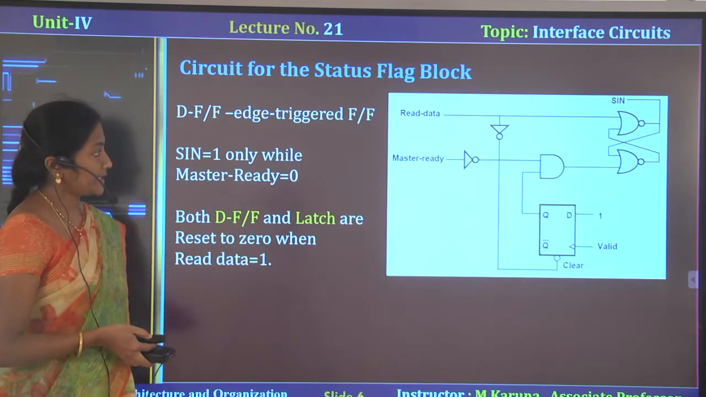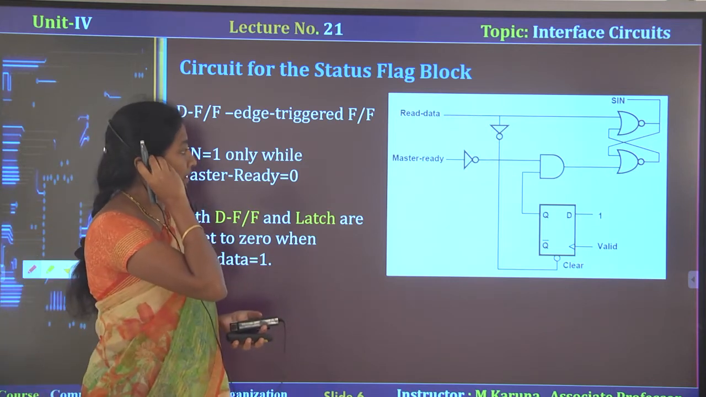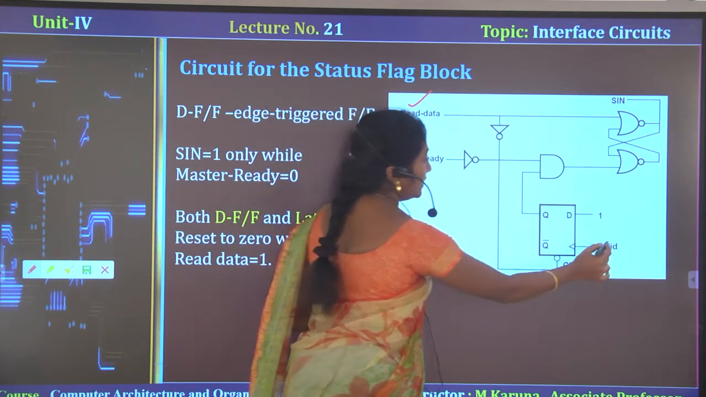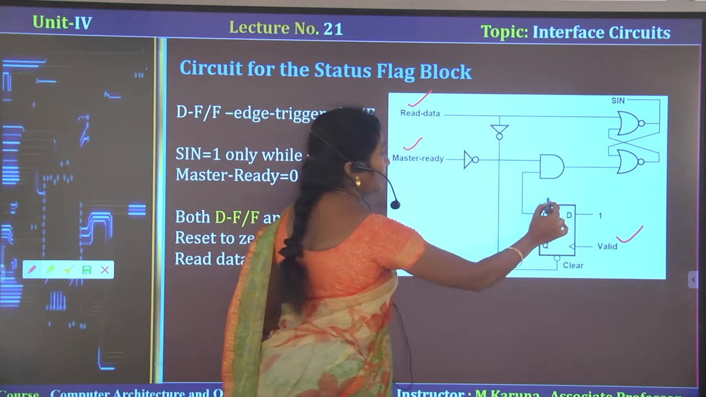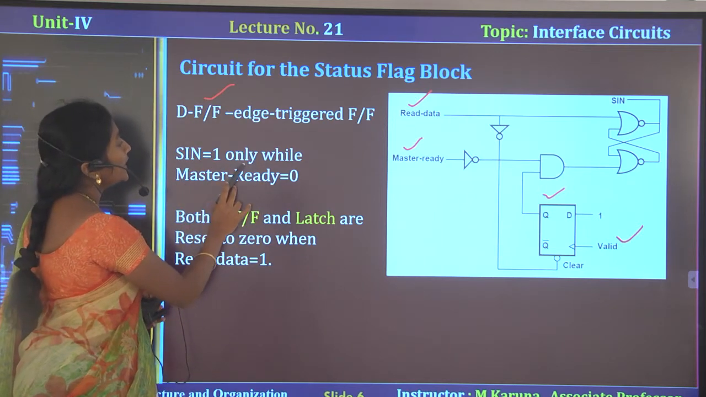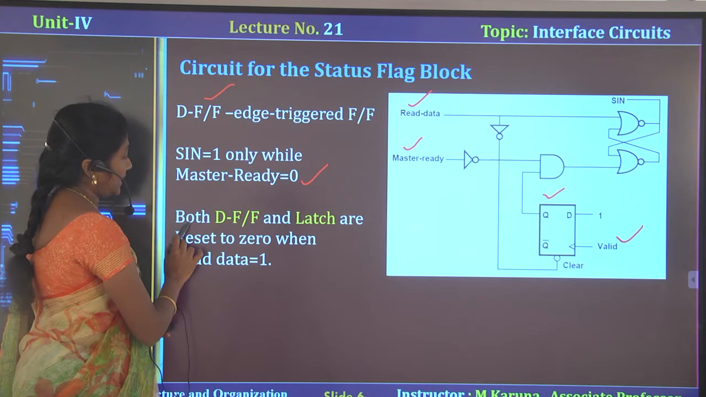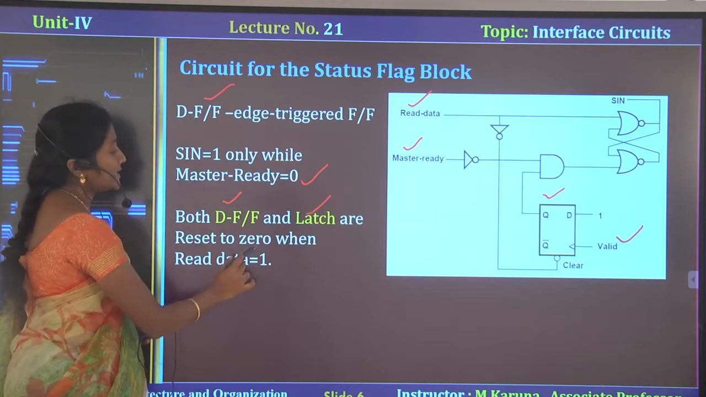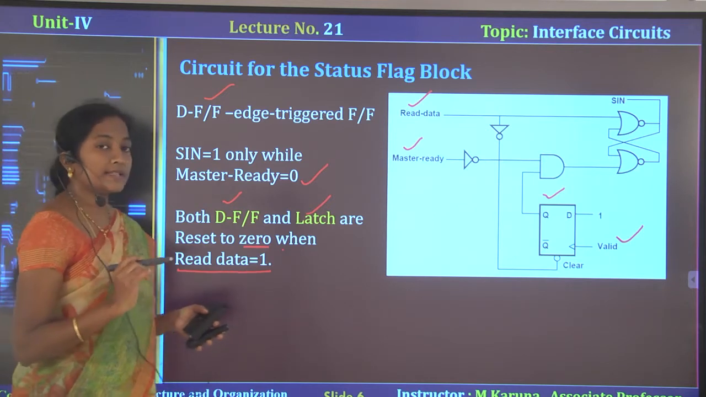Let us see how the status flag will be set to 1 when the read operation is performed. I told you here the status of the data depends on read data, master ready and valid signal. Here we use a D flip-flop, which is an edge triggered flip-flop. Here SN is equal to 1 only while master ready signal is 0. Another point you have to note is that both the D flip-flop and latch are reset to 0 when read data is equal to 1. Like that the circuit is designed.